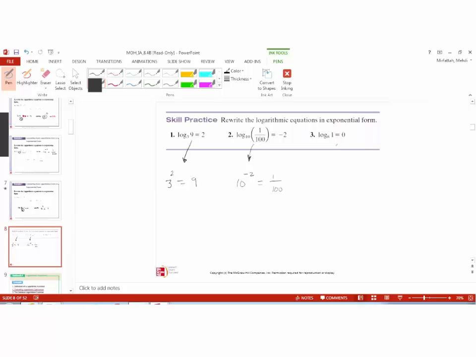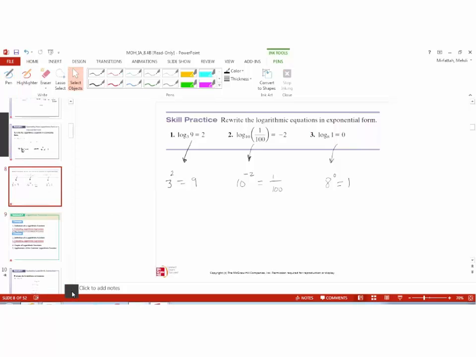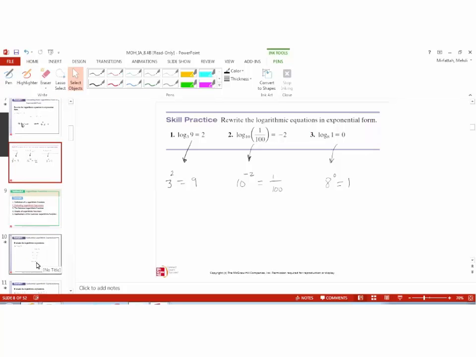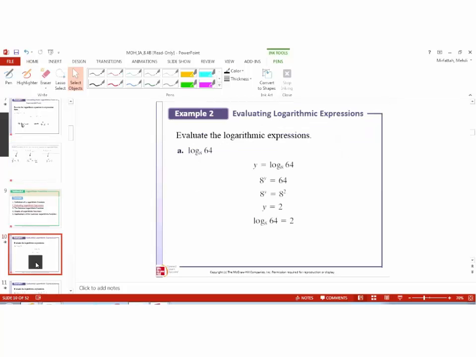Next one. And you just take the base, which is 8, to the power of 0, and it equals 1. Everything to the power of 0 is equal to 1. So that definitely makes sense. So that's the first thing you do, be able to make that conversion there.